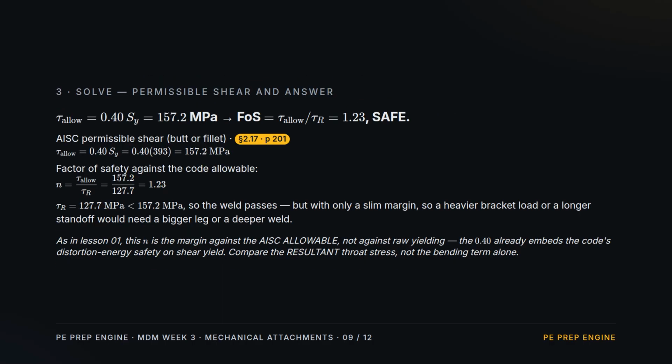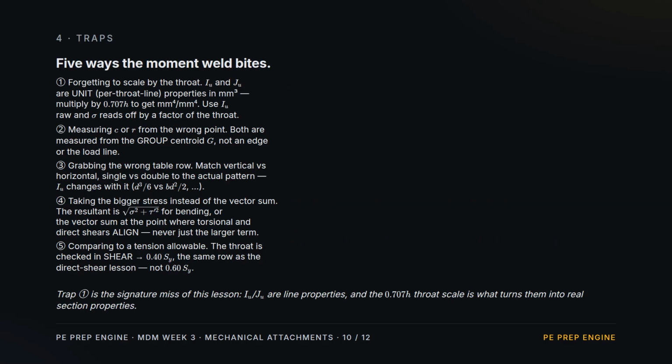Solve. Part 3. The AISC table permits 4/10 of the electrode yield in shear, an allowable near 157. The factor of safety is allowable over the resultant, about 1.2. The weld passes, but the margin is slim, so a heavier load or a longer standoff would force a bigger leg or a deeper weld. And as in Lesson 1, that number is margin against the code allowable, not against outright yielding.